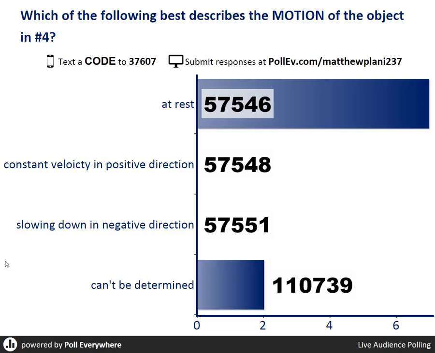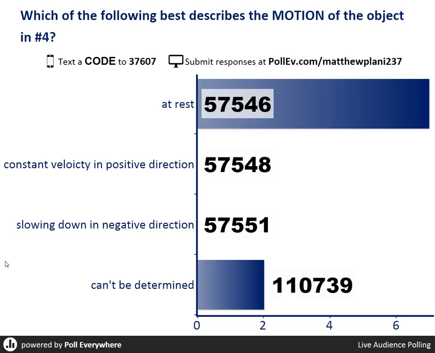So, if you see an object that has a 0 net force, you cannot automatically assume that it is at rest. You can assume that it is not accelerating, but that could mean at rest, or it could mean moving with a constant velocity. It's not accelerating, but that doesn't mean it's not moving.